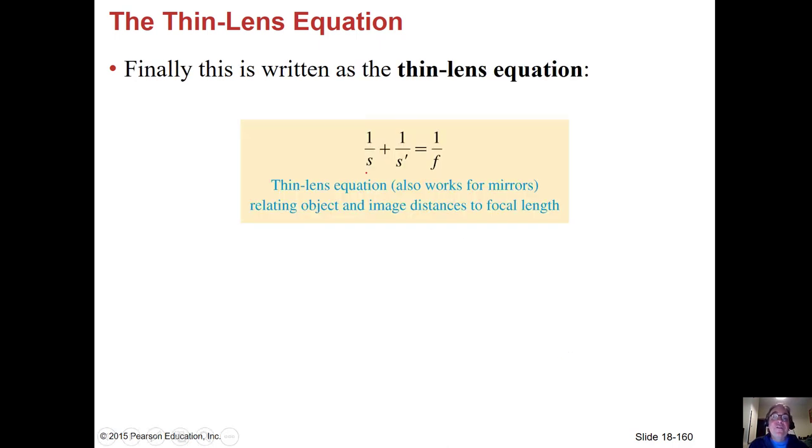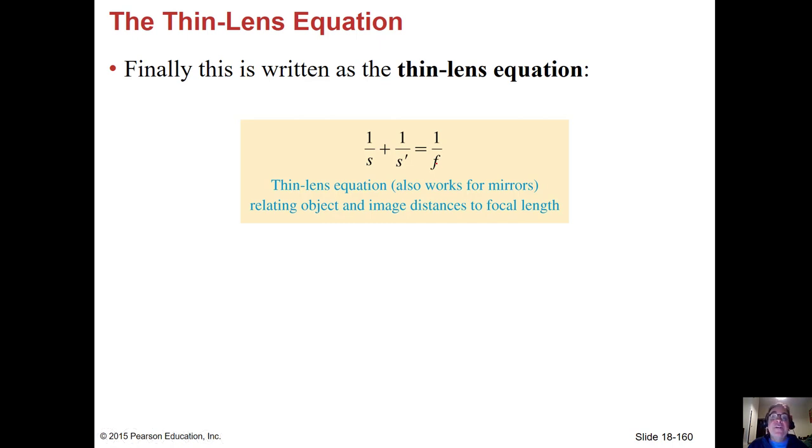So this is the lensmaker's equation: 1 over s plus 1 over s prime is equal to 1 over f. Now, the only really tricky thing is keeping track of the signs. S is always going to be positive. S prime could be positive or negative. We've talked about that, and we'll do some examples of it. And f could also be positive or negative.